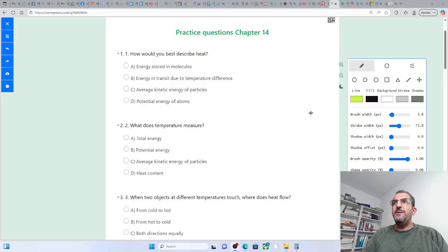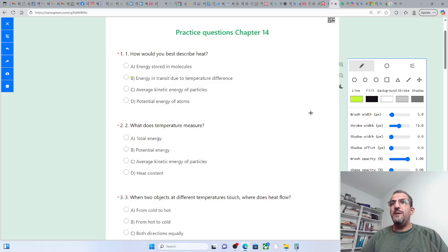So how would you best describe heat? Energy stored in the molecules, energy in transit due to temperature difference, average kinetic energy of particles, potential energy of atoms. So energy stored, energy in transit due to temperature difference, or average kinetic energy. So this is heat. So I believe B is the right answer.